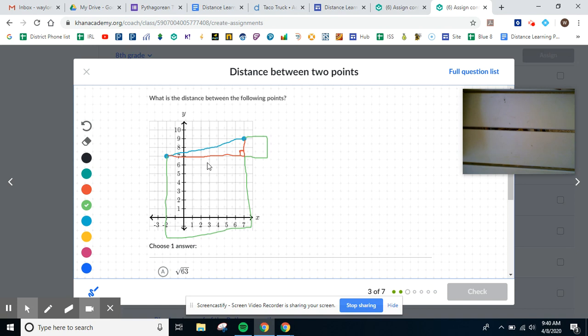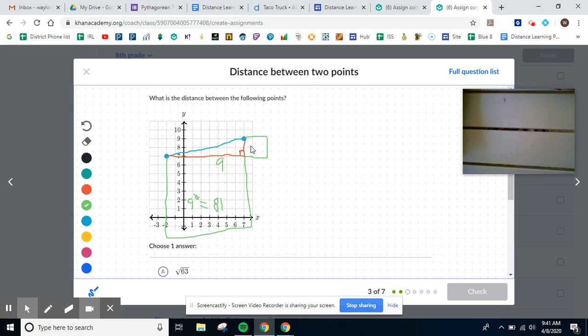And to find the side length, since it's on the graph, I can just count. So it's 1, 2, 3, 4, 5, 6, 7, 8, 9 across, right? So to find the area here, I just take 9 squared, which is 9 times 9, which equals 81. Try my best to draw on my screen here.